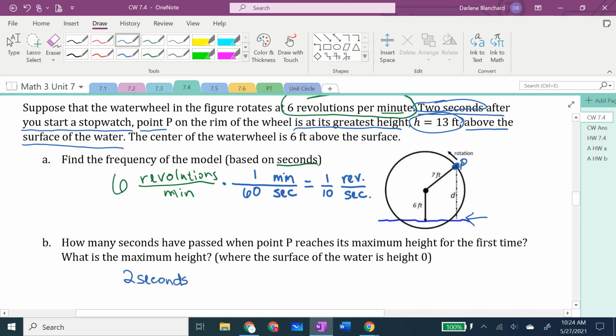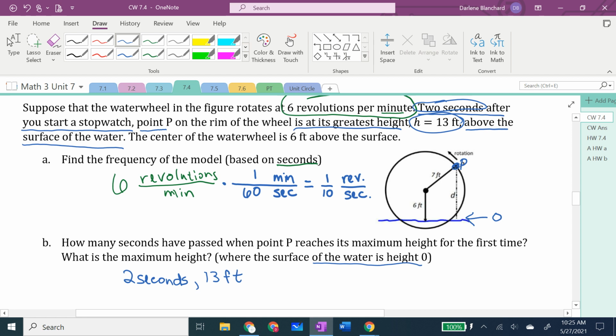With the questions that I have for these problems, I'm trying to get you to realize what you want to look at when you're reading these word problems in the future. So it takes 2 seconds to reach its maximum height, and its maximum height is 13 feet if the surface of the water is considered height 0.